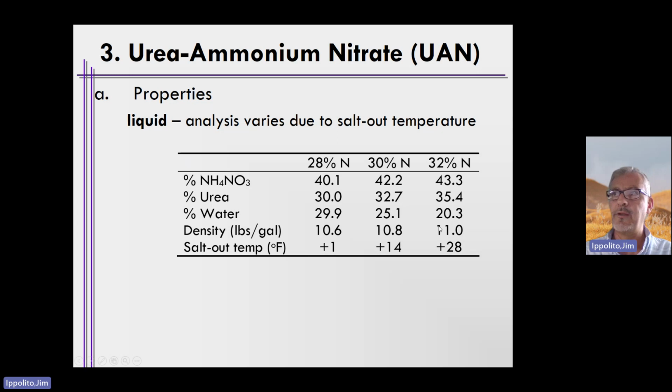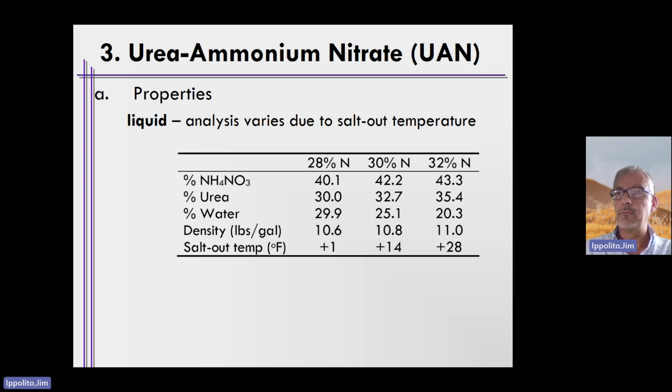And there's a bunch of numbers on this table that are important. In fact, the most important number I think on this table for this class is likely the density of that liquid. And oftentimes this density value will be given to you, and you need to know what the density is in order to calculate an application rate of urea ammonium nitrate. And we are going to do that in this unit.